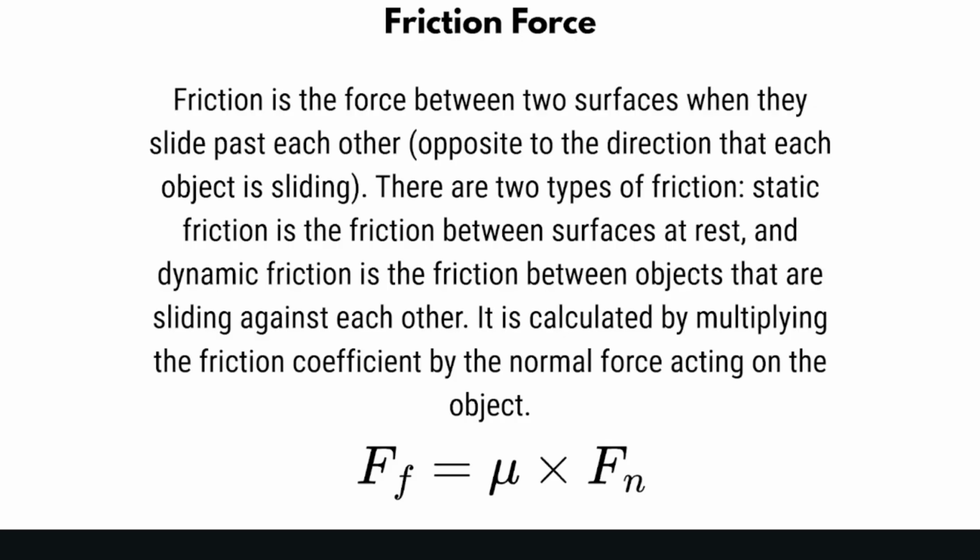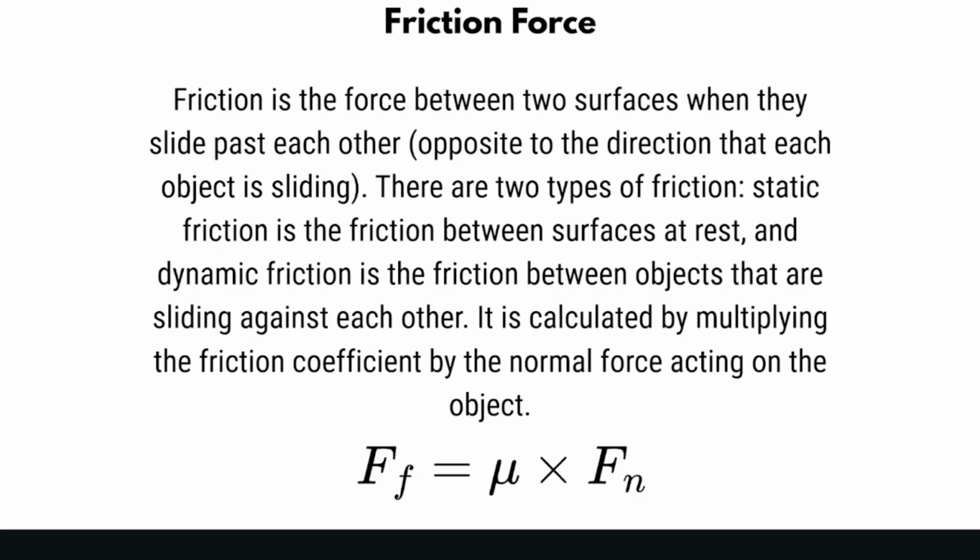And then to add to that, we have friction force. Friction force is the force between two surfaces when they slide past each other, opposite to the direction that each object is sliding. So there are two types of friction. Static friction is the friction between surfaces that rest, and dynamic friction is the friction between two objects that are actively sliding against each other.